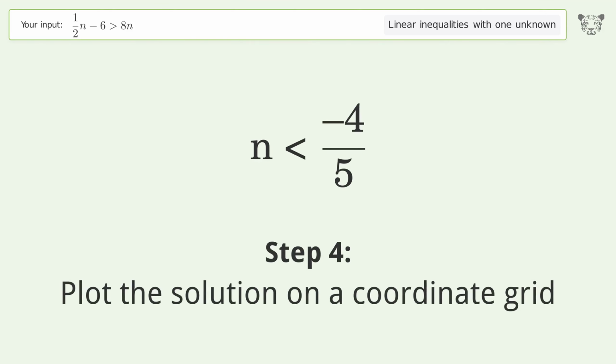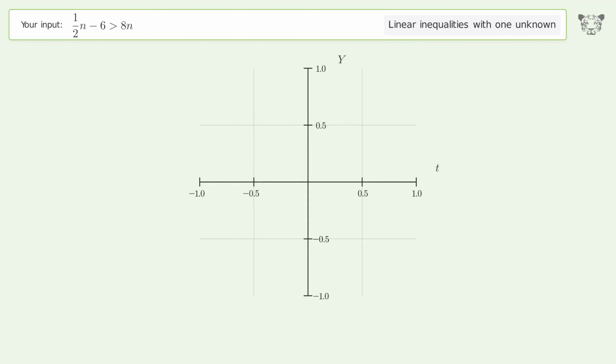Plot the solution on a coordinate grid. And so the final result is n smaller than -4/5.